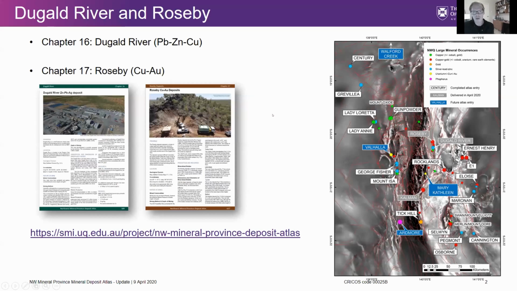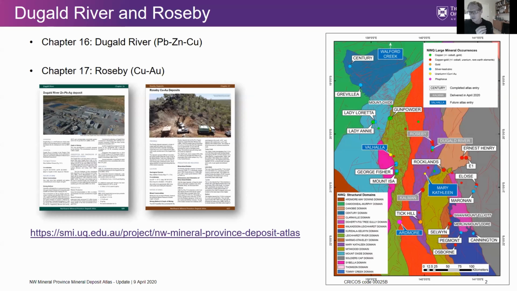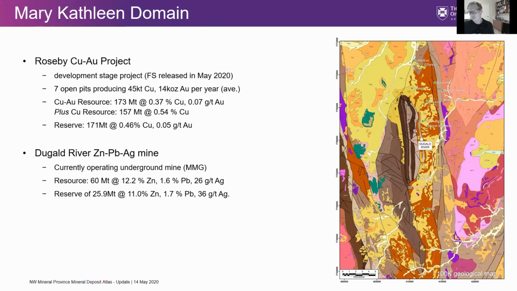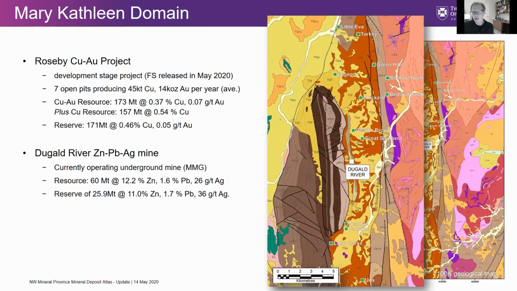So just to go over this again, Chapter 16 is Dugald River, and Chapter 17 is the Roseby copper gold prospects that are located around the same area that Dugald River is located in. Just looking at the map on the right, you can see broadly that the deposits that we're looking at today are located in the Mary Kathleen domain. We'll see that these are scattered around inside the Mount Roseby schist most dominantly, which is the brown unit, through the central belt here, and then Dugald River is located here within the Dugald River mine sequence.